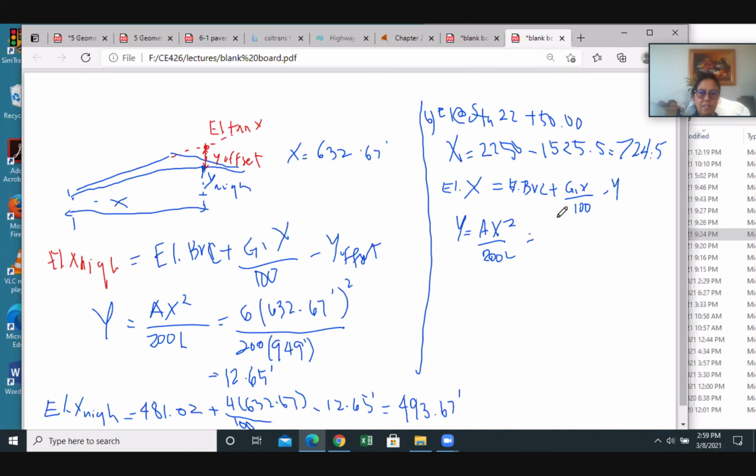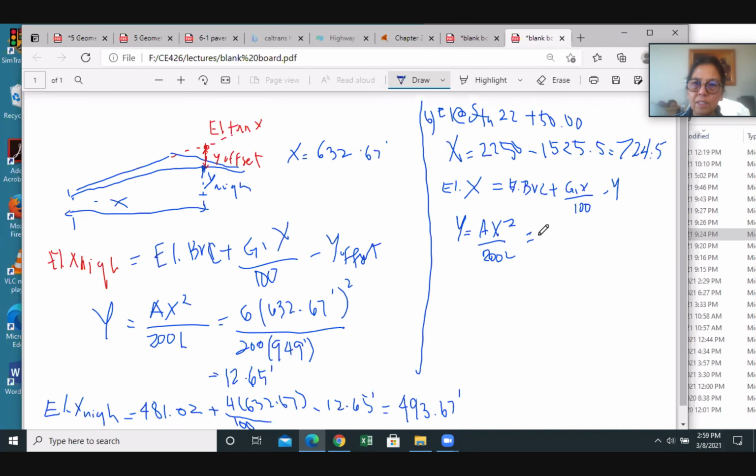So how much is that? We know x, 724.5 squared, multiplied by A times 6, divided by 200 and divided by 945. So we're using the denominator. So it will give us 16.59 feet.